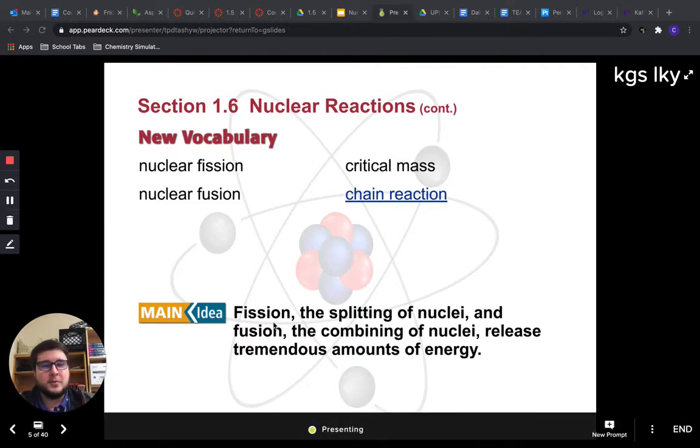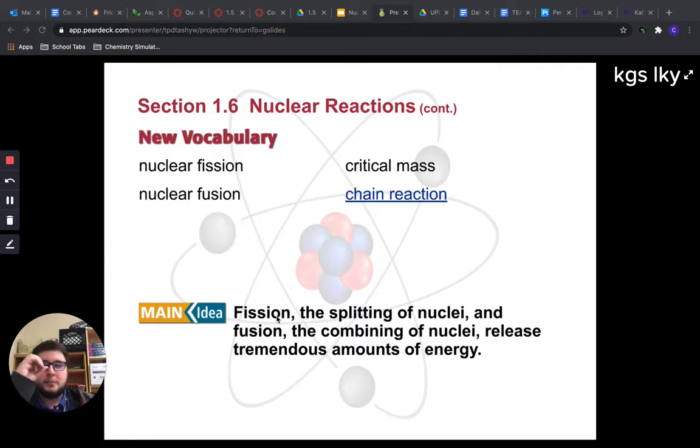So anyway, the main idea was fission is the splitting of nuclei. So you take one big nucleus and it breaks apart into two smaller nuclei. And then fusion is the combining of two nuclei into one. So you take two smaller ones and it forms a bigger nucleus. Okay, so fusion, think of fusing two atoms together.